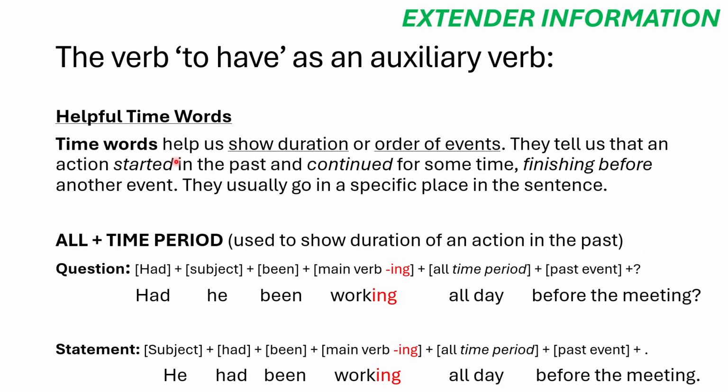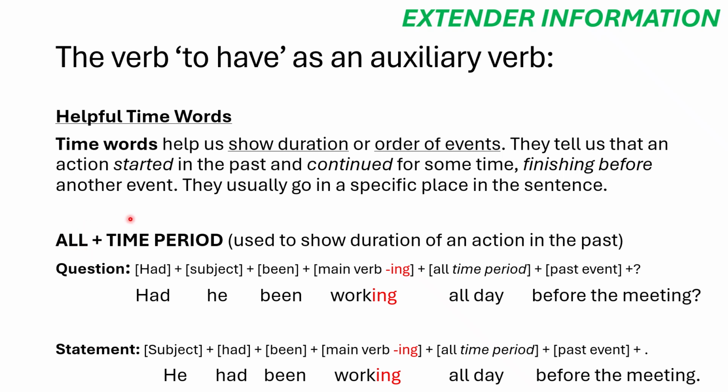Time words help us show duration or order of events. They tell us that an action started in the past and continued for some time, finishing before another event. They usually go in a specific place in the sentence.